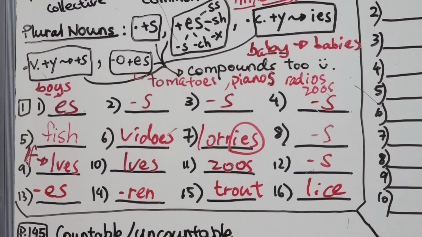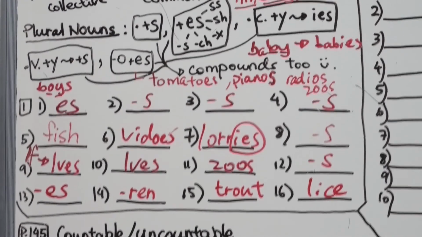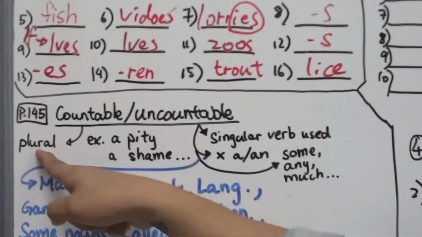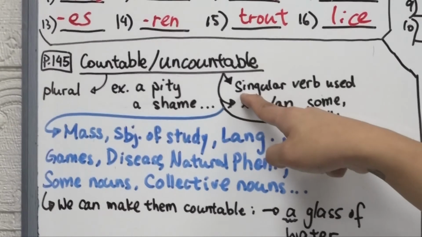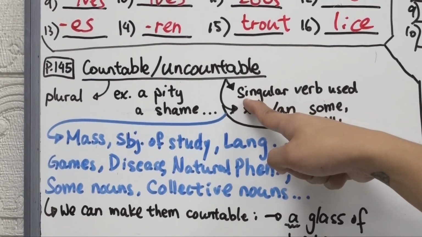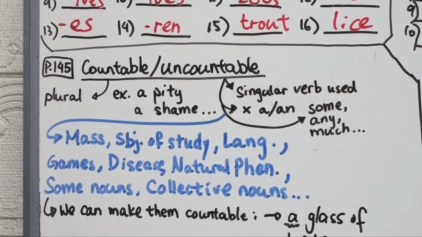So let's think of water. We can't say 3 waters, because plural is only for countable. And can we say a glass of water, 2 glasses of water? The water stays singular. But that's not always the case, and I will show you some examples later towards the end of this page. So now let's focus on countable and uncountable.